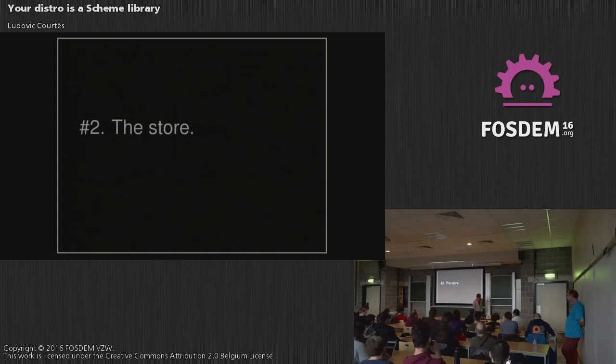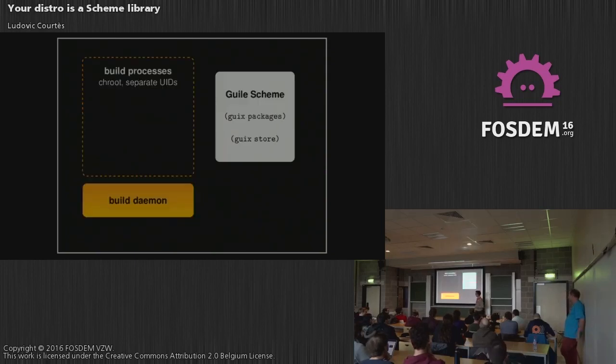Okay. So now I need to talk about the store. So you've seen before in Ricardo's presentation that everything that we build with Guix ends up in the GNU store, right, in this special directory. And all access to that store is mediated by a daemon. So what happens is we have Scheme code here, which is like the Guix command, for instance, or my Guile REPL. And it has a bunch of libraries loaded.